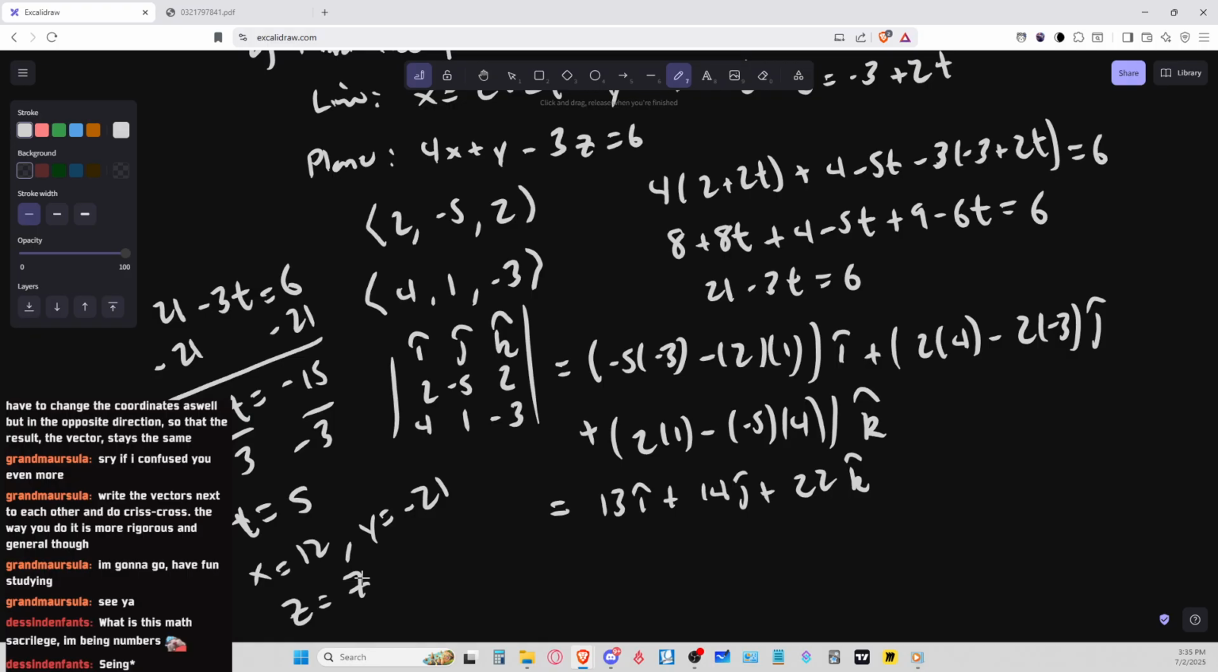Hey Des, how's it going? What is this math? Sacrilege, I'm being numbers. I decided to basically go into multivariable calculus because I've been slacking on that one. So I thought I would do some calculation based math just to get myself back into actually doing math techniques.